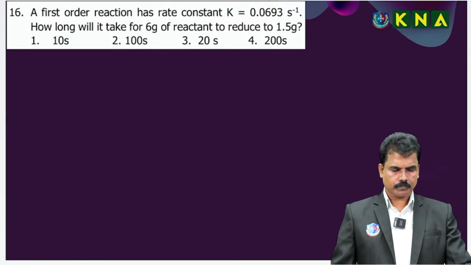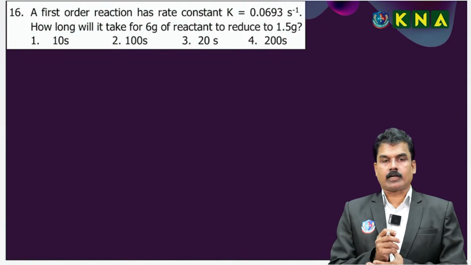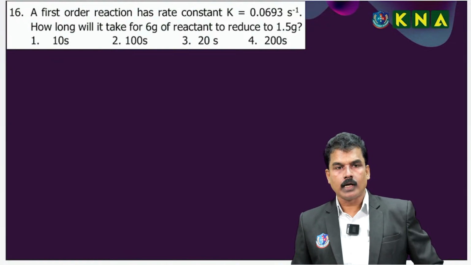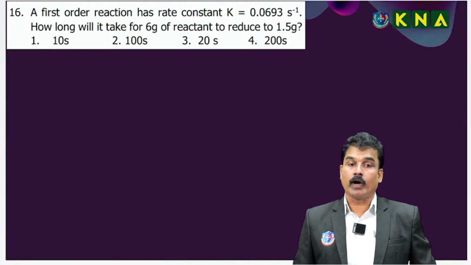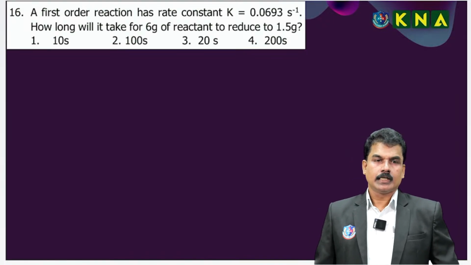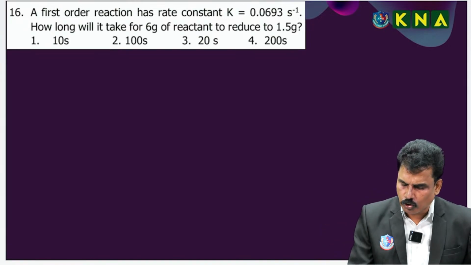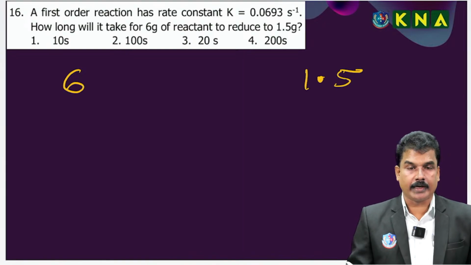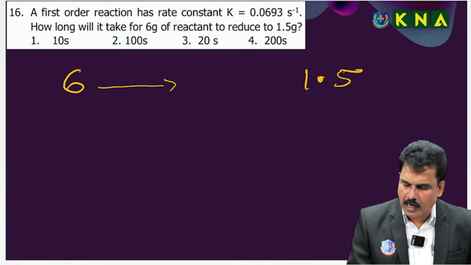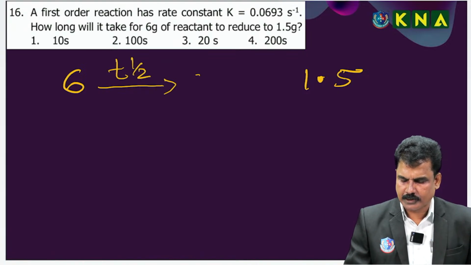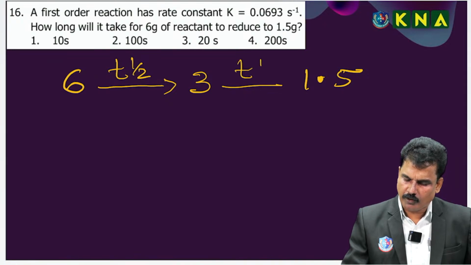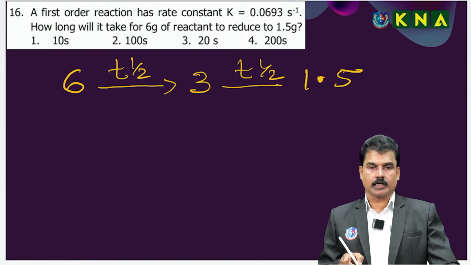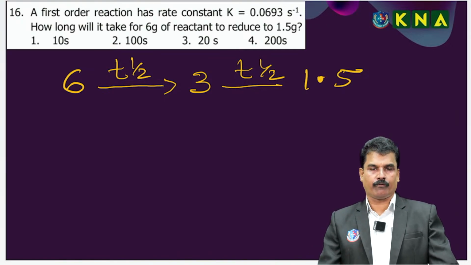Okay, next one. A first order reaction has a rate constant. First order reaction rate constant is given. How long will it take for 6 gram to be reduced to 1.5 gram? Okay, 6 gram. Weight difference is given. 6 gram converted into 1.5 gram. Suppose you are considering the half-life: in the first half-life 6 is converted into 3, second half-life 3 is converted into 1.5. That means during this change we are taking 2 half-lives.